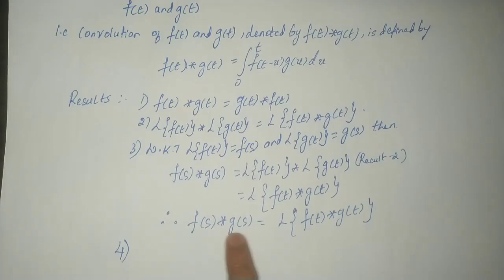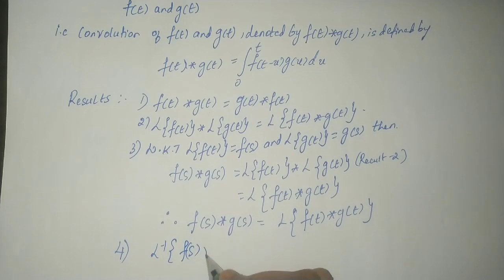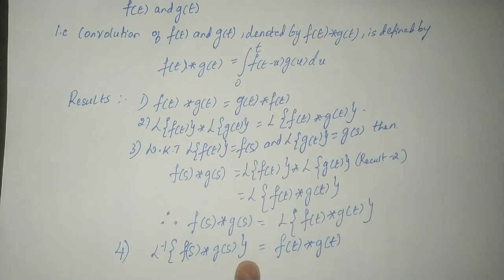Going to the fourth result, you can see the third result. From here, if I want to find f of t star g of t, you can simply transfer this Laplace to the other side. So it becomes inverse Laplace, right? So from here you can obtain L inverse of f of s into g of s, that is the product, will be equal to f of t star g of t. If you want f of t star g of t, find L inverse of f of s into g of s. If you have f of s into g of s, then find Laplace of f of t star g of t.